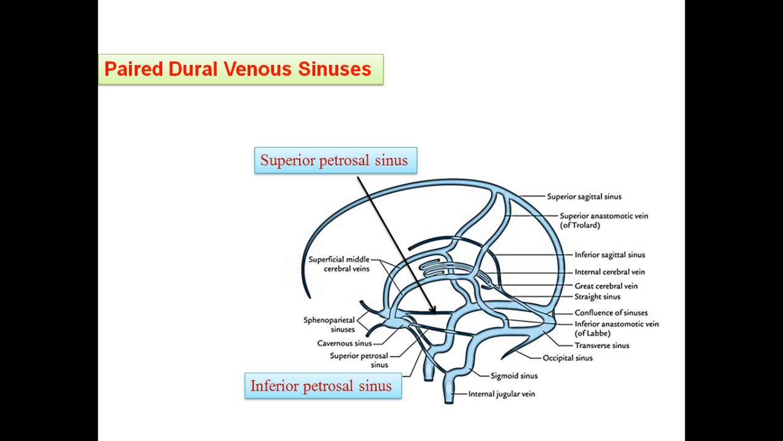And as far as the inferior petrosal sinus is concerned, it lies in the petro-occipital fissure. It drains into the cavernous sinus and then the internal jugular vein. You can see here the communication between the two veins.